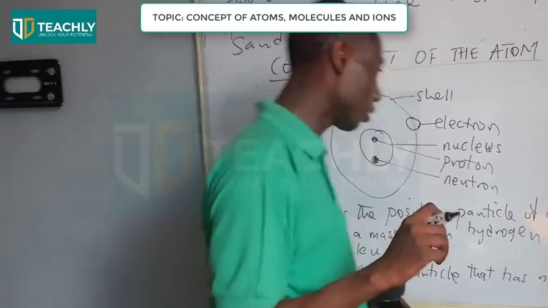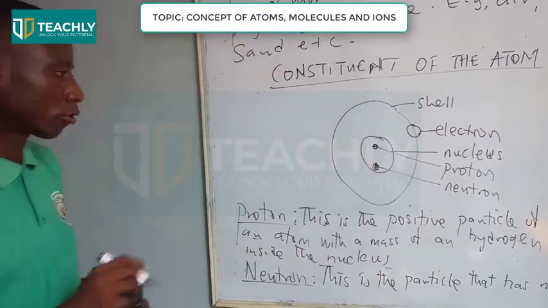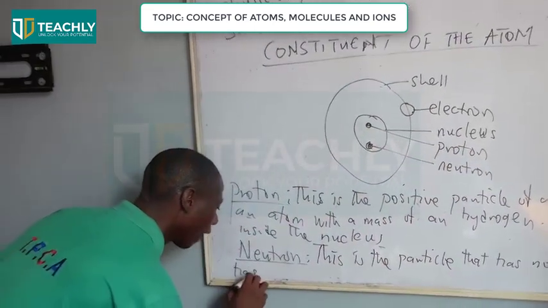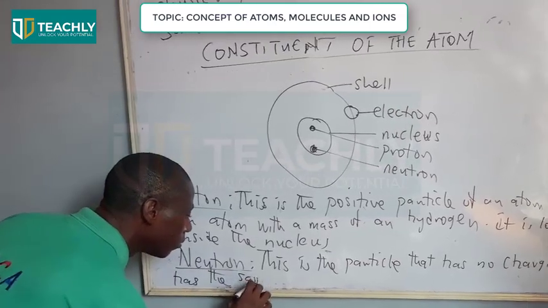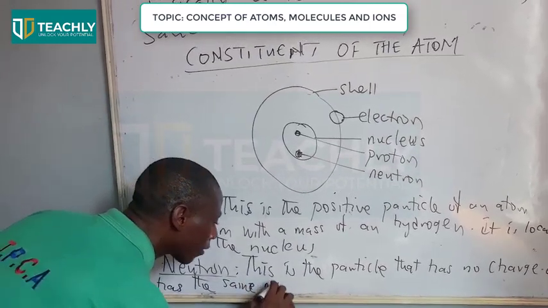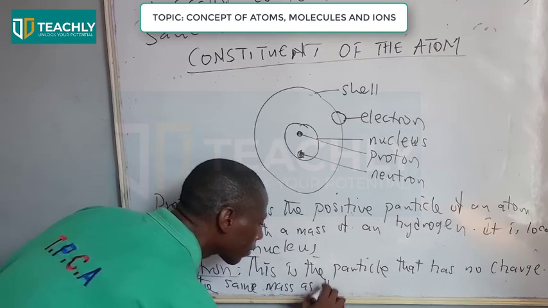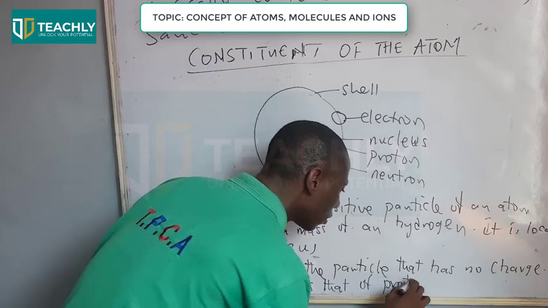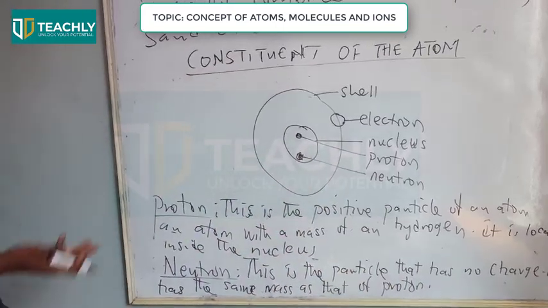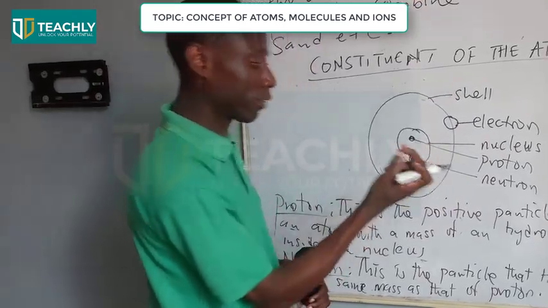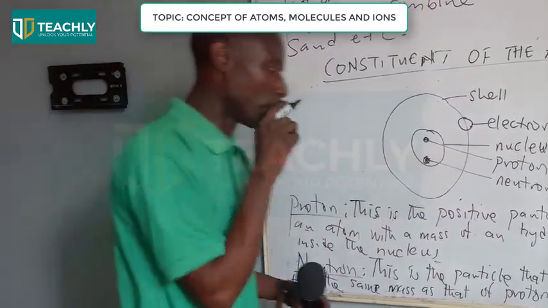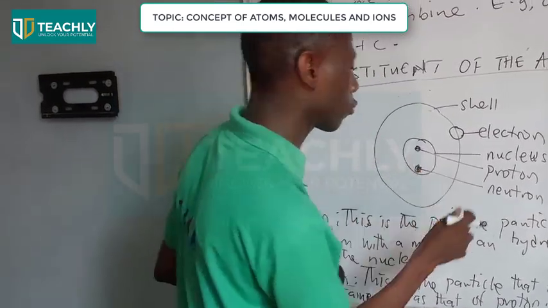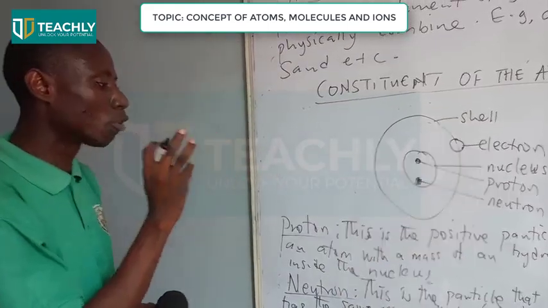So it can be found in the nucleus, and it has the same mass as that of a proton. Just like I told you the other time, the proton has a positive charge, with a mass of one only. The neutron also has a mass of one, equal to the mass of hydrogen.